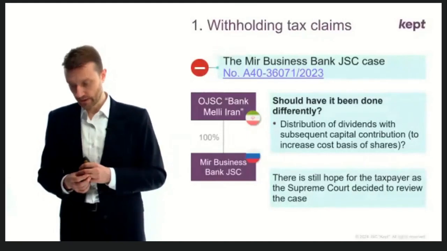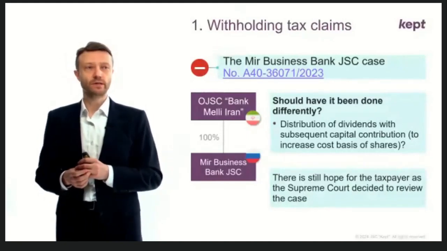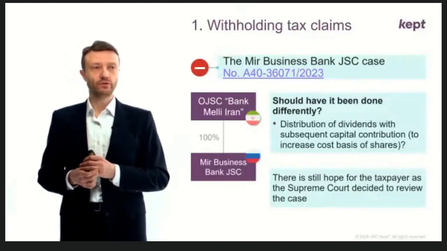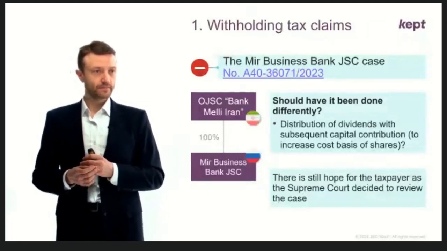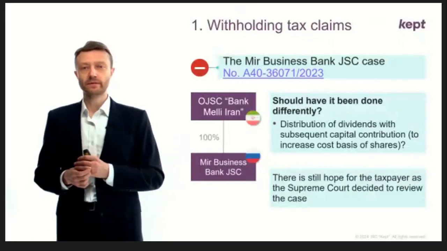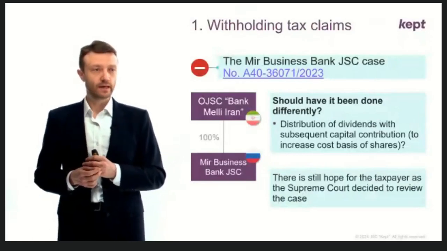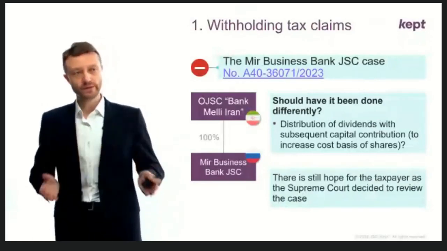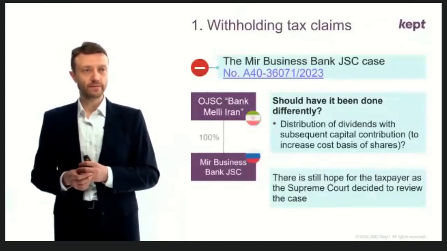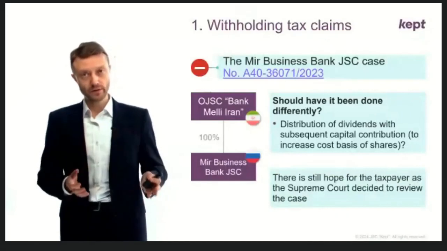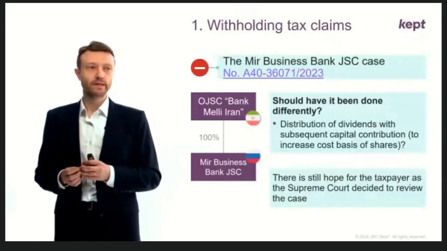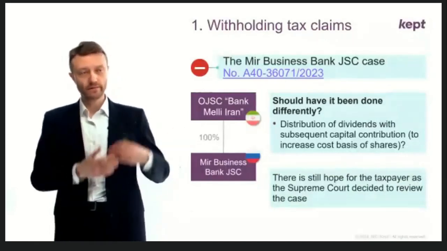And what else? The position of the Russian Minister of Finance and the Russian tax authorities is clear that conversion of retained earnings into capital should be subject to withholding tax. What could be done differently? It's hard to tell. Most likely, there were reasons to convert retained earnings into equity, into capital. But if withholding tax is unavoidable, it may make sense to distribute dividends and then pay them back.